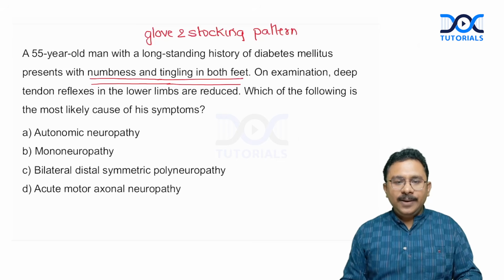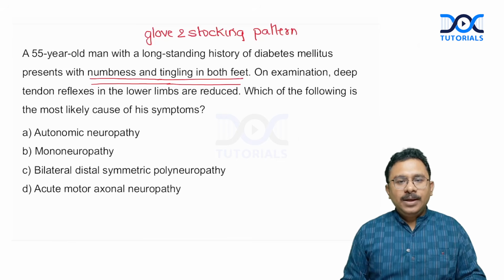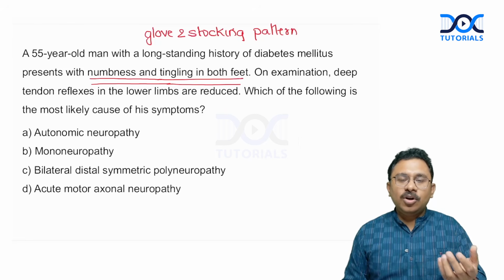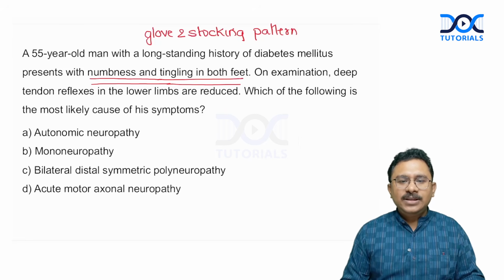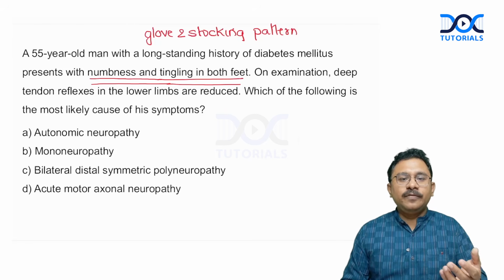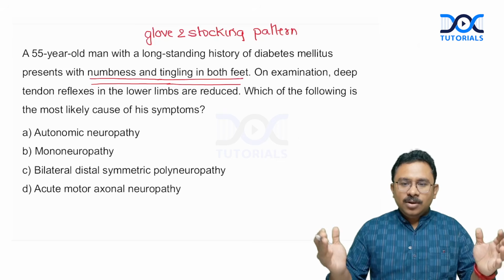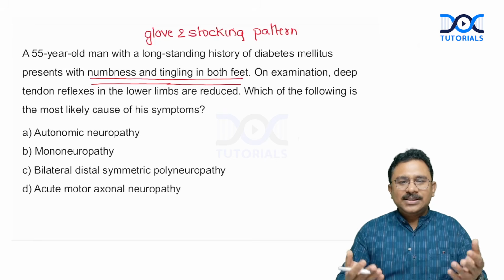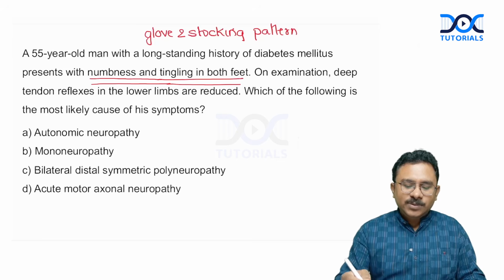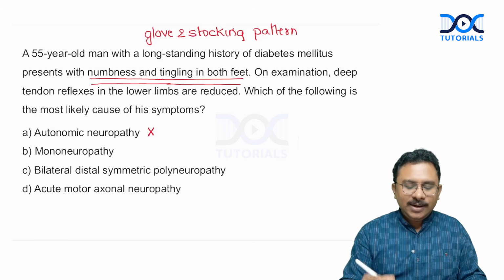Look at option A, autonomic neuropathy. Now, diabetes mellitus, diabetic neuropathy can have autonomic manifestations. But if you look at the question, you're not seeing any features of autonomic dysfunction, nor is there any mention of orthostatic hypotension, no mention of any sort of erectile dysfunction, no gastroparesis or diarrhea, no autonomic symptoms being mentioned. So I'm eliminating that option.